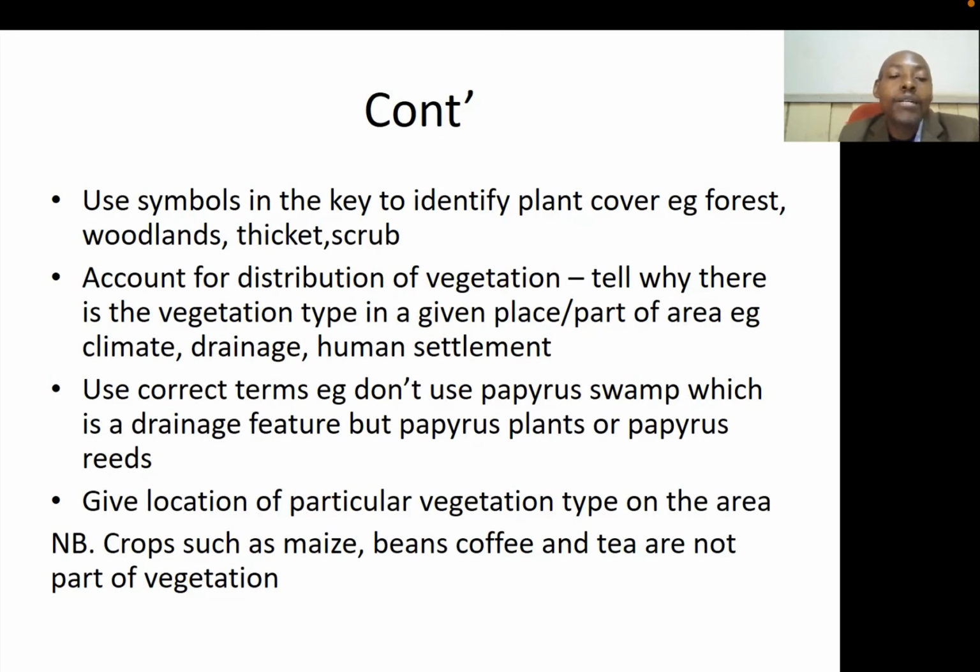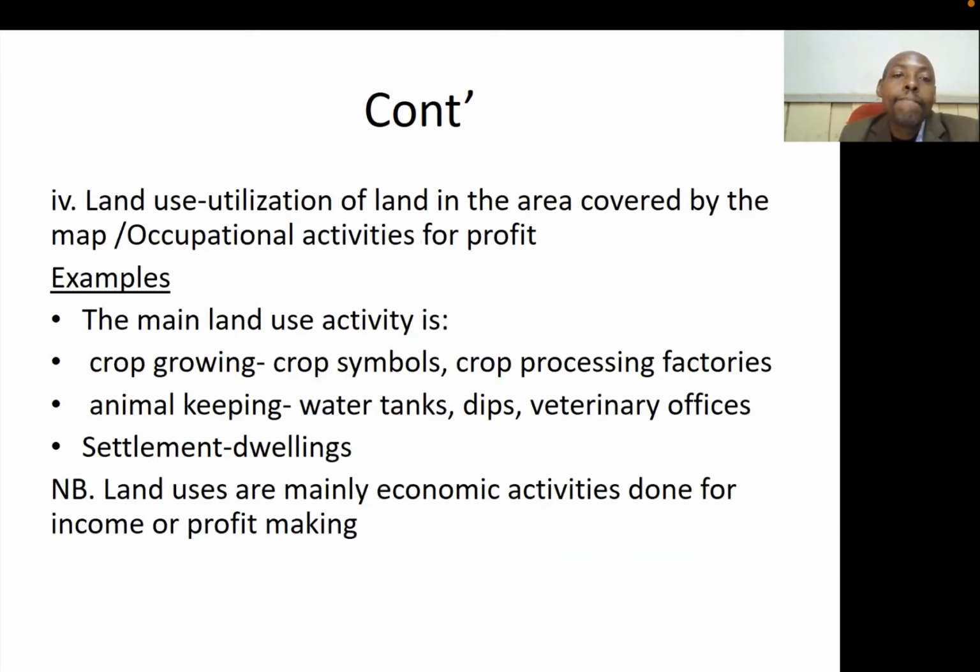And remember, crops such as maize, beans, coffee, tea are not part of vegetation. So even if they appear in the area covered by the map, these are not part of vegetation. The other term in this part of written questions is land use. This is the utilization of land in the area covered by the map.